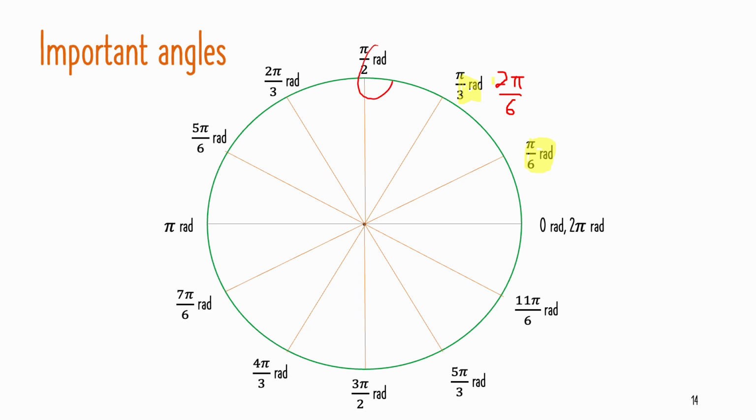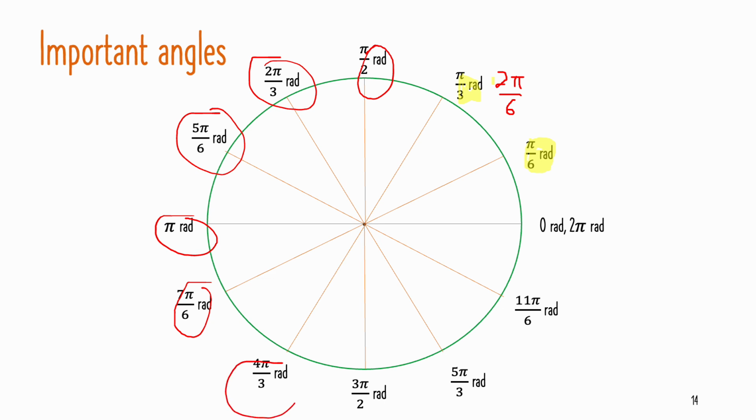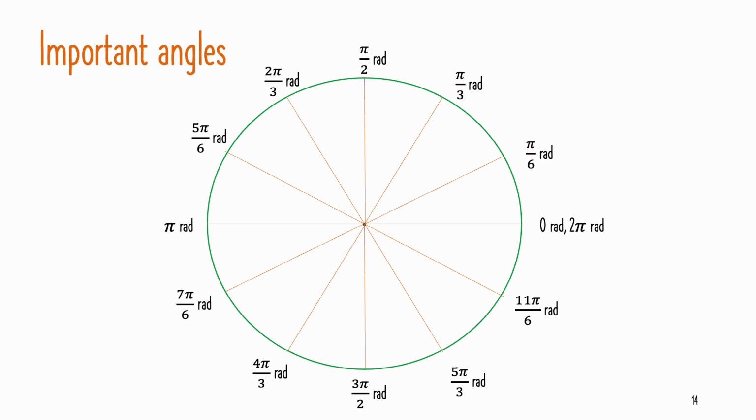So the next one would be 3 pi by 6, then 4 pi by 6, 5 pi by 6, 6 pi by 6, 7 pi by 6, 8 pi by 6, 9 pi by 6, 10 pi by 6, 11 pi by 6, and then 12 pi by 6. Okay, so these fractions are just written in a simplified form, and it would be good if you can, over time, just remember these fractions.